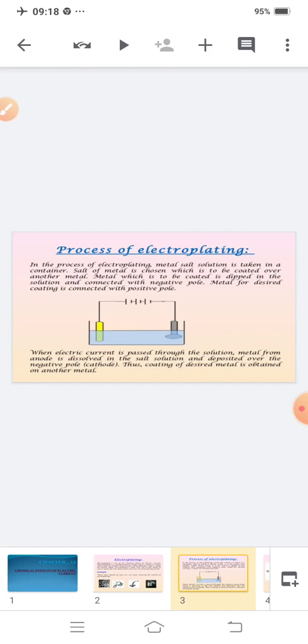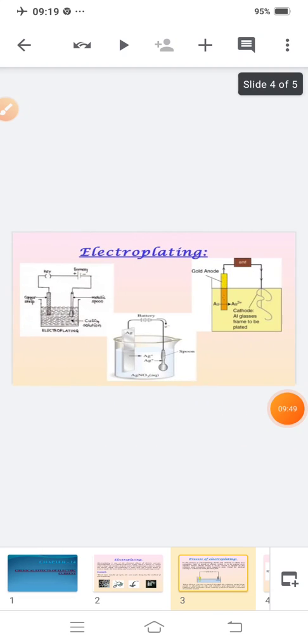That means, when you pass electric current, what will happen? Metal from the anode, जो भी metal आपके anode में होगा, वो dissolve हो जाएगा salt में. And where will it get deposited? It will get deposited on the negative pole. Clear? Thus, coating of the desired metal is obtained on another metal. Clear? Like this, the process of electroplating takes place.